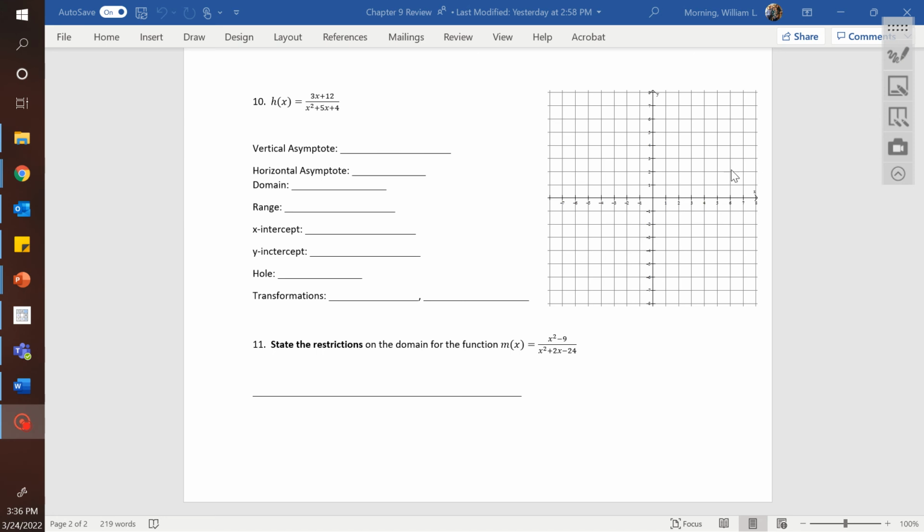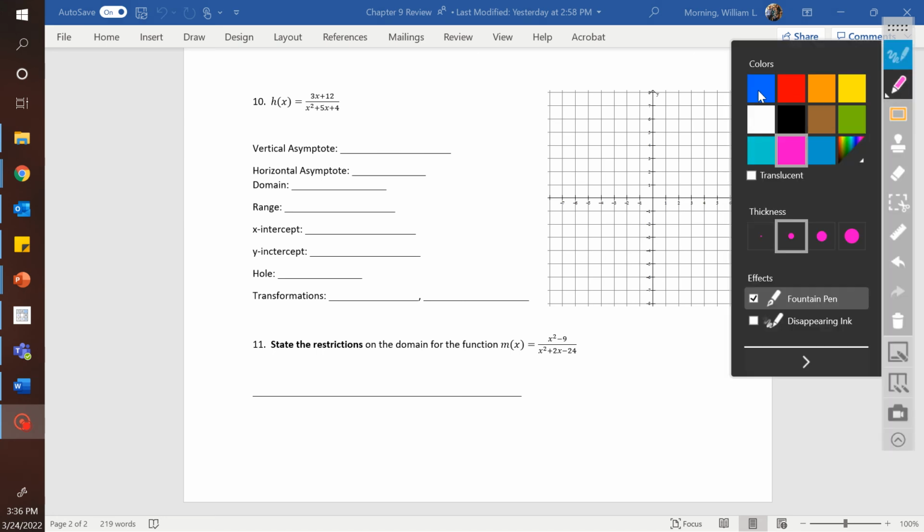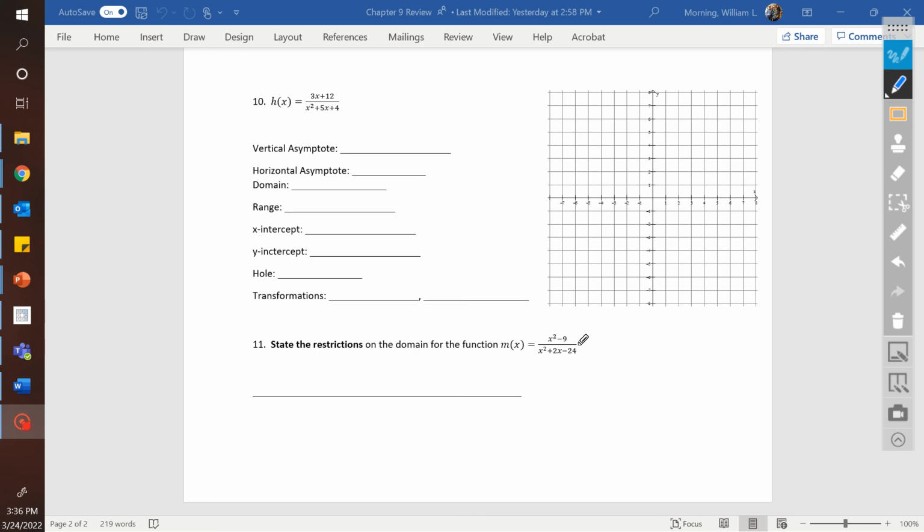All right, moving on to number 11, which is the last one. Number 11 says, state the restrictions on the domain for this function. Okay, this is easy enough. The restrictions on the domain are whatever values of x we can't use, which is whatever values of x make the denominator equal to 0. So I just need to factor this to figure out what that is. I don't even need to factor the numerator because that doesn't matter. All that matters here is the denominator, because I can't use x values that make the denominator equal to 0.